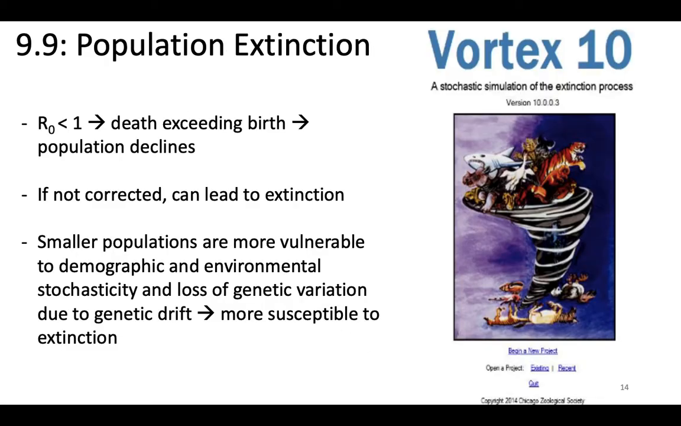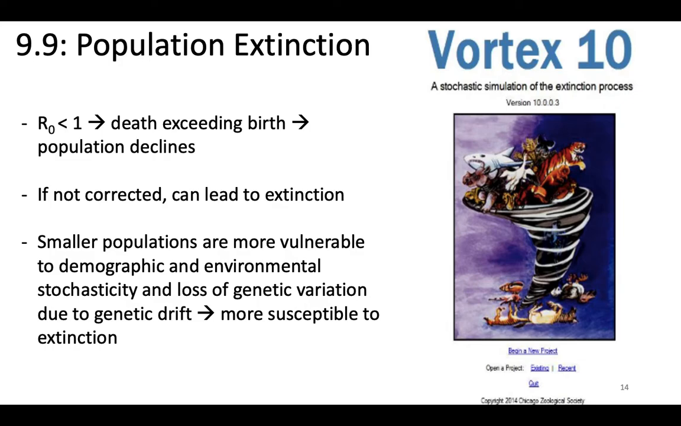Anyway. Now let's talk about the real reason I think that understanding these kinds of population and demographic processes is important, and that's for studying species that are endangered and at risk of extinction. So if the net reproductive rate is smaller than 1, that means you have more deaths occurring than births, and a population is going to decline. If that's a species that's in danger, that's a bad thing. And if it's not corrected, that can lead to extinction.